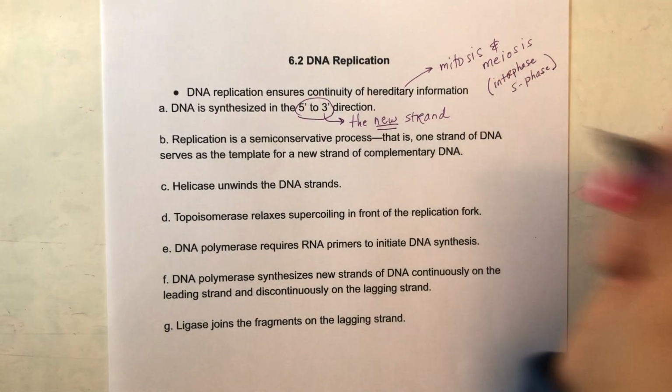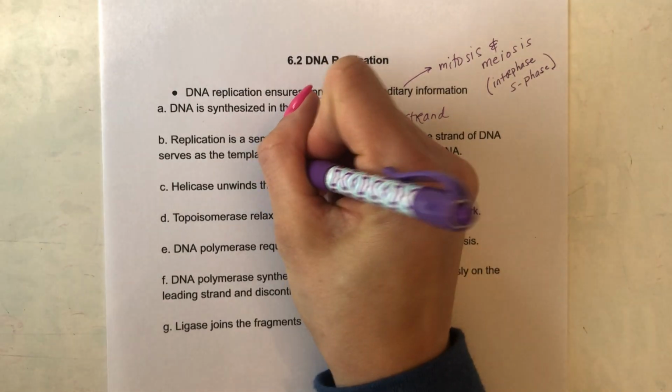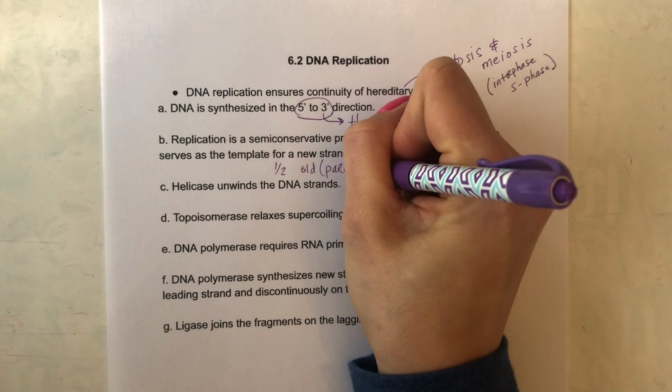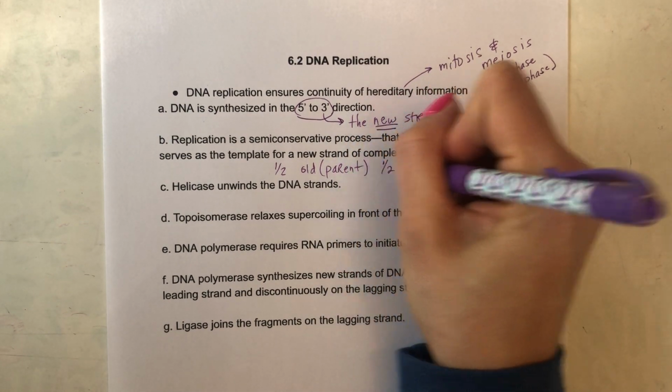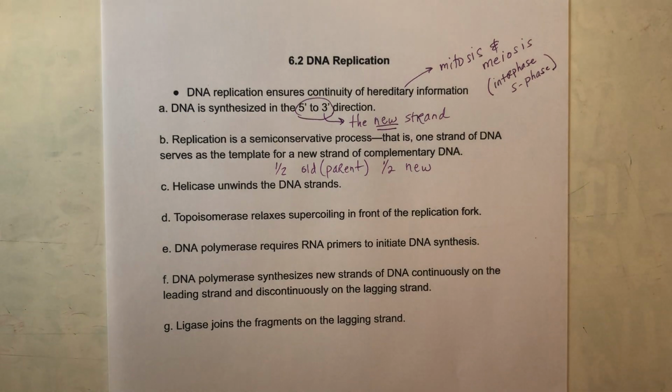Okay, so replication itself is going to be called a semi-conservative process. What that means is it's half old or parent strand and half new. Okay, how are we able to make that new strand? It's because of those complementary base pairing rules. It's because we know that adenine and thymine go together. It's because we know that cytosine and guanine go together.